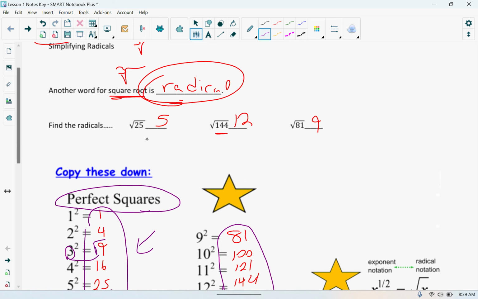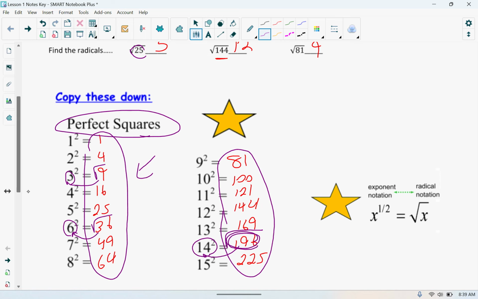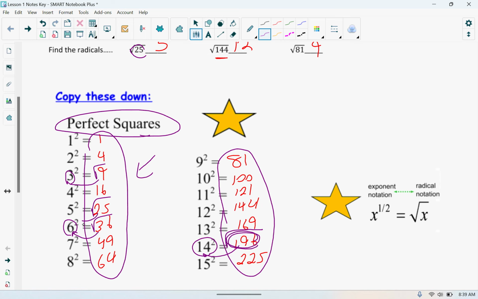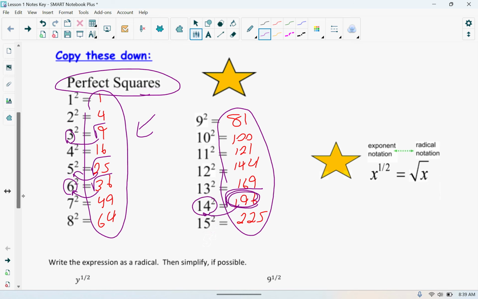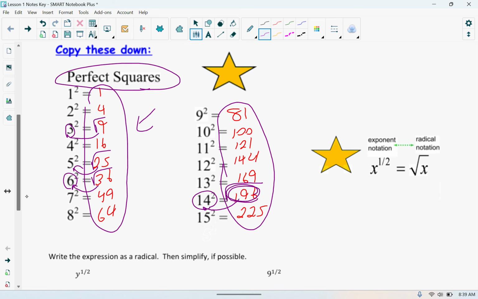So let's go back up here. Like the square root of 25, I'm going to look right here. The square root of 25 is 5. So that's why those all work. They're called perfect squares. And we're going to get more into that here in just a second.